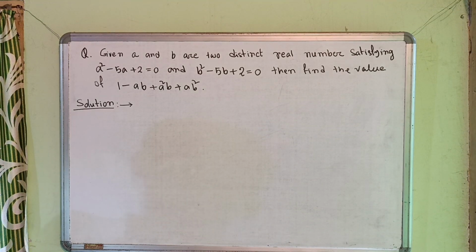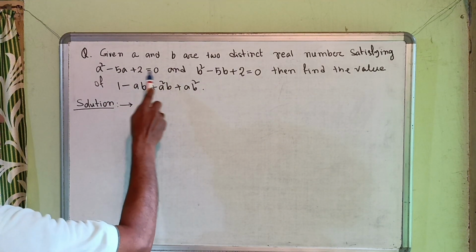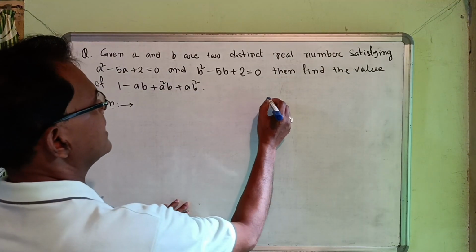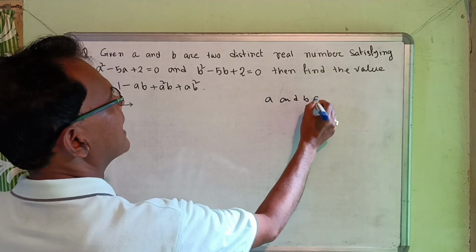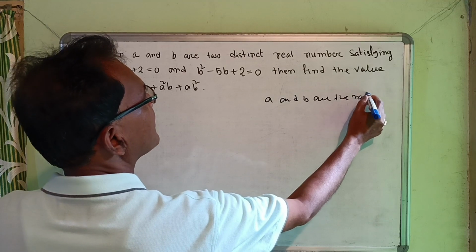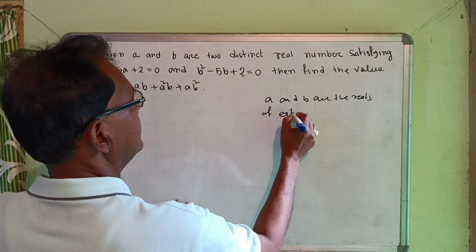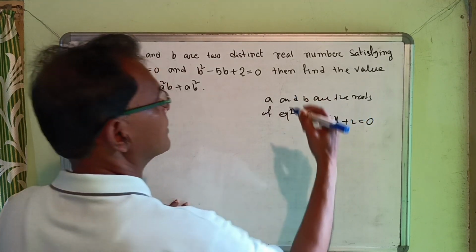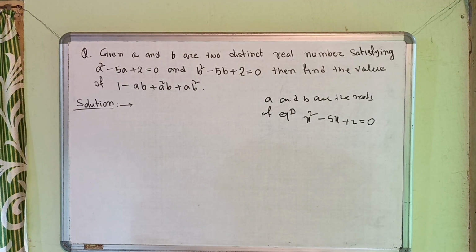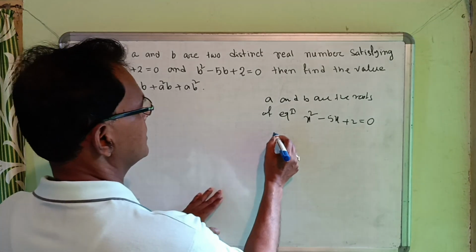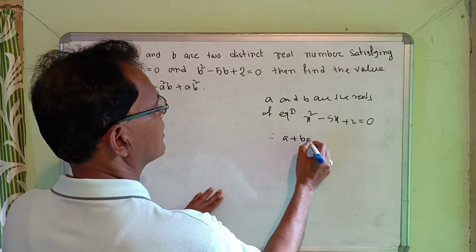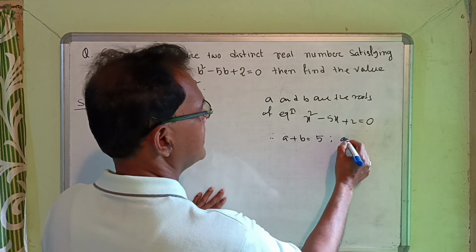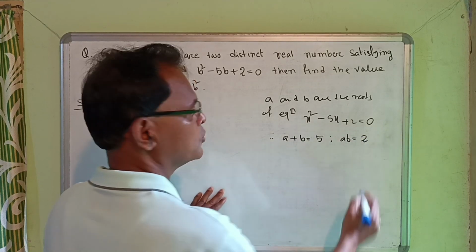From here, we have seen that both equations are the same, only the variables are different. So we can say a and b are the roots of the equation x square minus 5x plus 2 equal to 0, which is a quadratic equation. Therefore, we get a plus b is equal to minus b by a, that means 5, and ab is equal to c by a, which means 2.